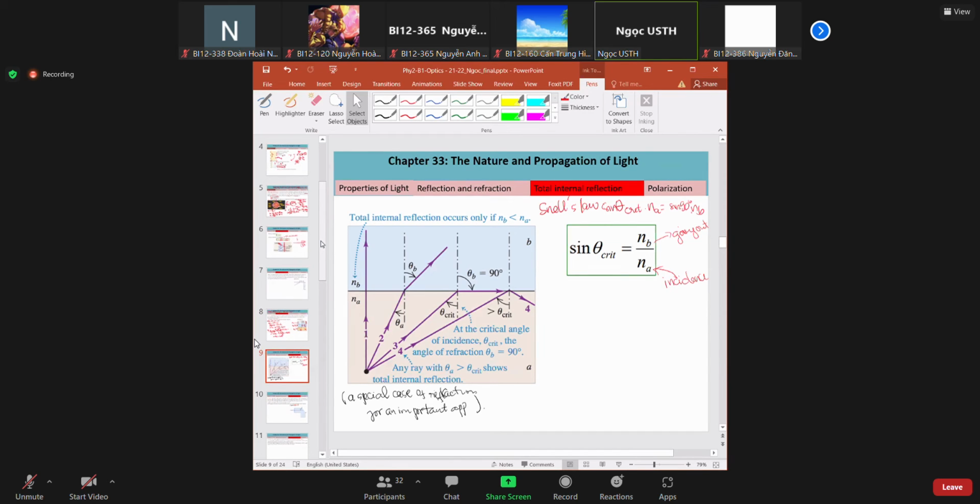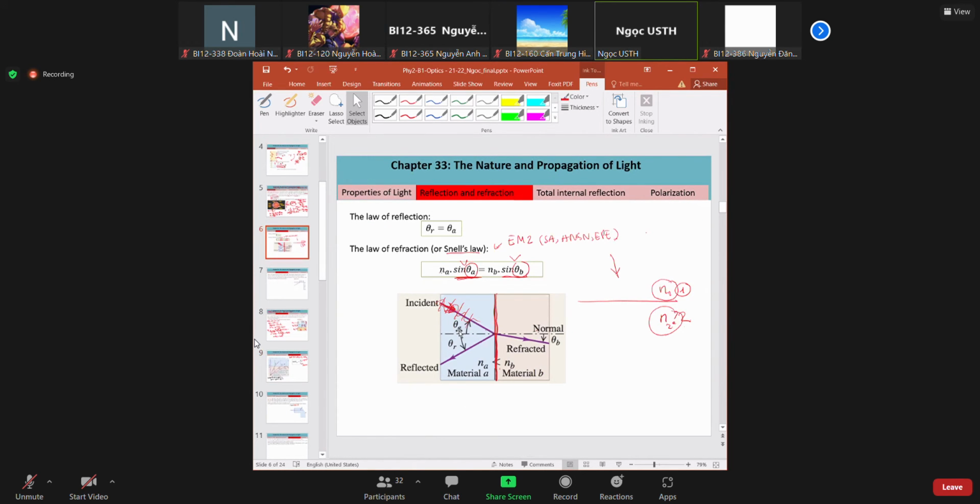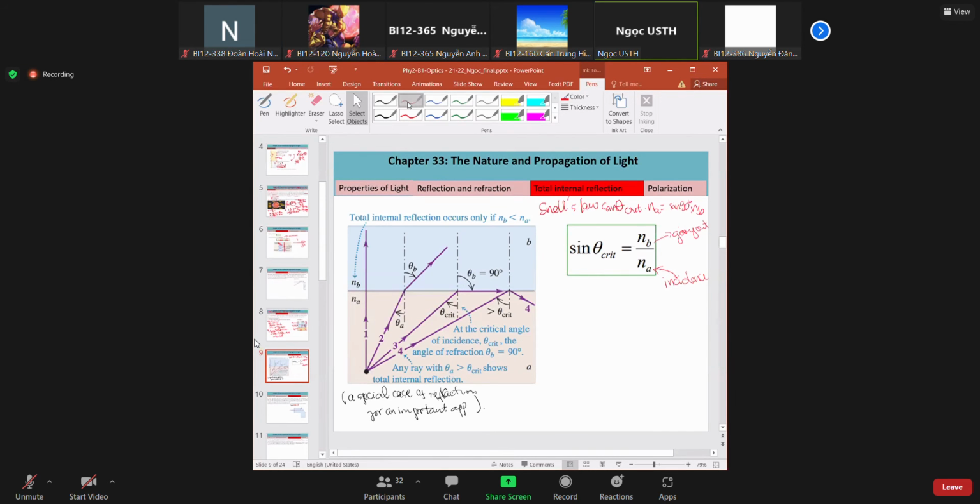Okay, here back to this equation. You will see that here is the interface between two mediums, right? Here is the interface between two mediums, the medium A and the medium B. And they said that the total internal reflection occurs only if NB is smaller than NA.